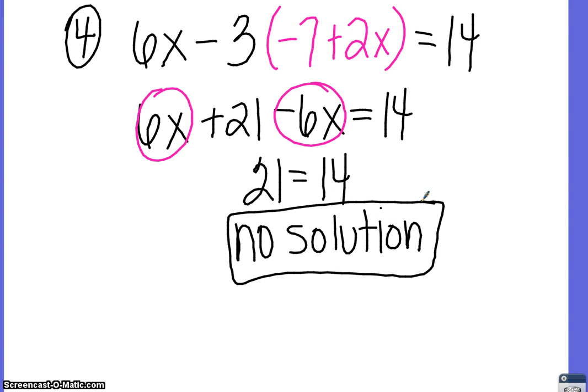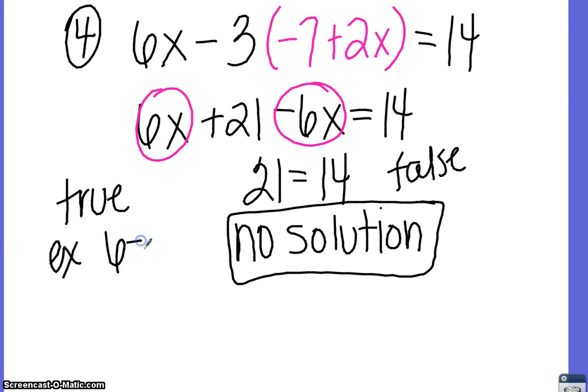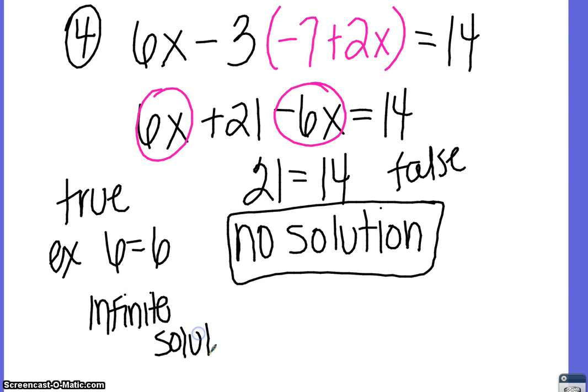So if my statement is false, it's no solution. And the other one I want you to go ahead and write down is if my statement is true. So for example, if I had 6 equals 6, then it's infinite solutions. Okay, and then when I do substitution and I actually get an answer, we're going to have a coordinate point, which I'll show you on question number 9.